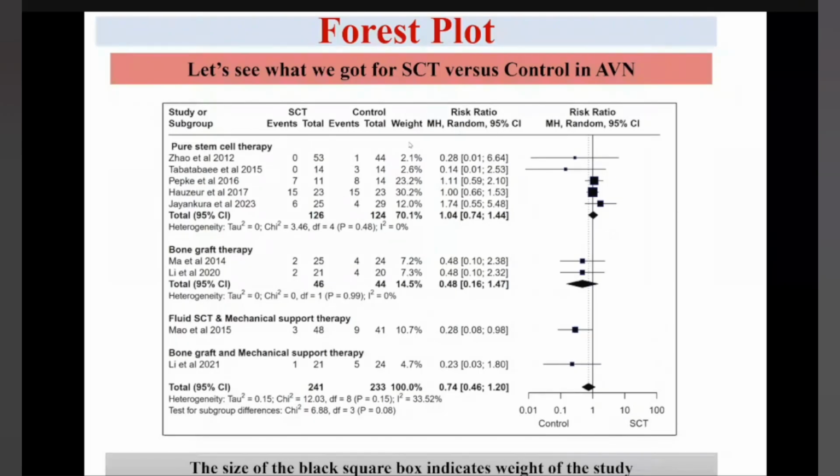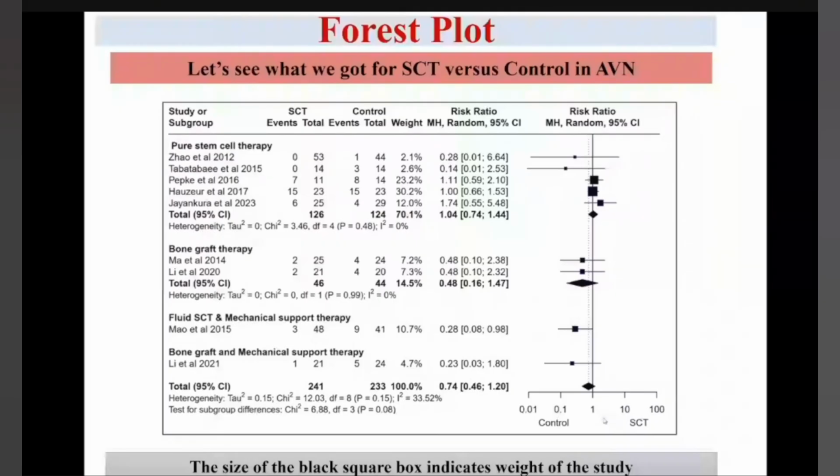Okay, but how much better is it? We can see here 0 and here 1. It might be due to chance or anything. So you can see it is showing it is better than control, but this box is the effect estimate, and this line, the long whiskers you are seeing, is the confidence interval. So the confidence interval is crossing the line of null effect.